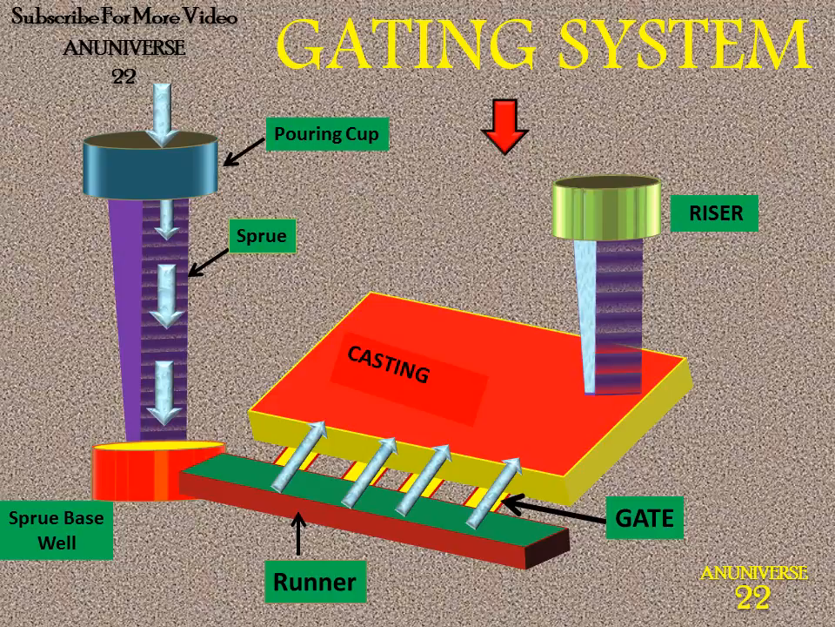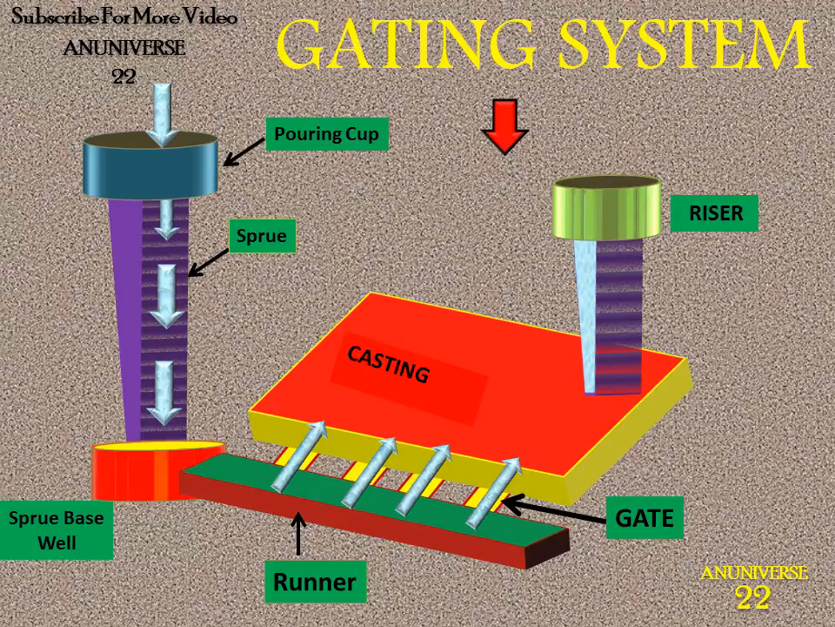The manner in which molten metal enters the mold has a great impact on the quality of the casting produced. So the gating system should be carefully designed and produced. Gating system should prevent the formation of oxide, slag, dross, etc.